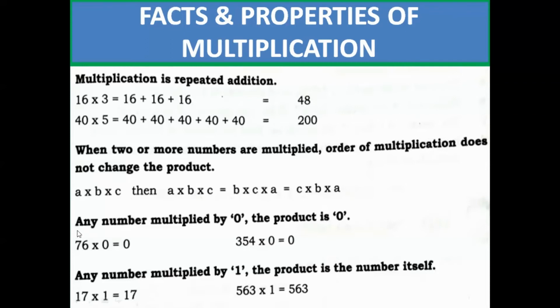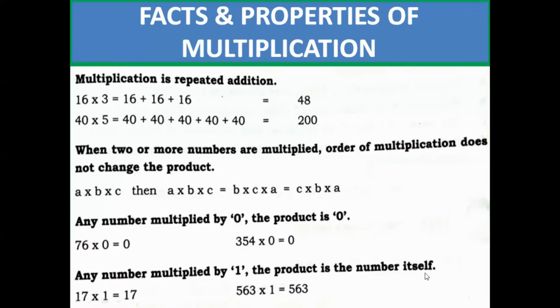Next one. Any number multiplied by 0, the product is always 0. Example, 76 into 0. How much? It will always be 0. The product is 0. 354 into 0, the product is 0. Like that, 1000 into 0, always it will be 0.